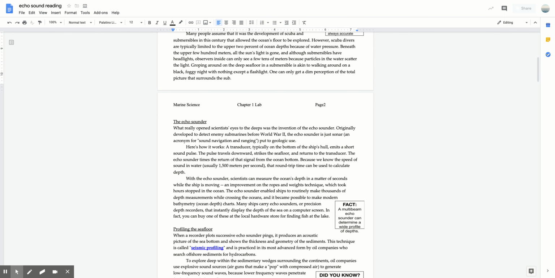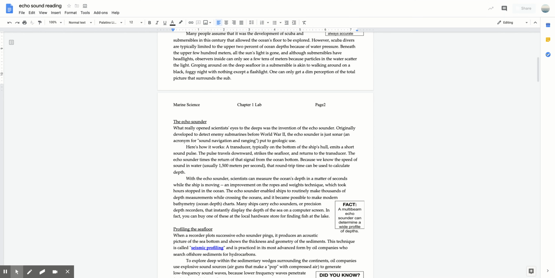Here's how it works. Focus now, guys, because this will help you understand how to calculate those numbers. A transducer, typically on the bottom of the ship's hull, emits a short sound pulse. The pulse travels downward, strikes the seafloor, and returns to the transducer. The echo sounder times the return of that original signal from the bottom. Because we know the speed of sound in water, which is about 1,500 meters per second, that round trip time can be used to calculate depth.